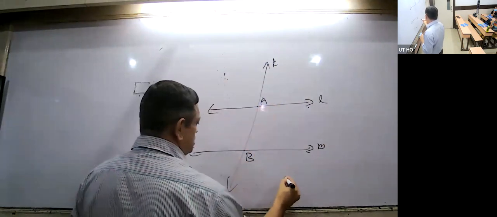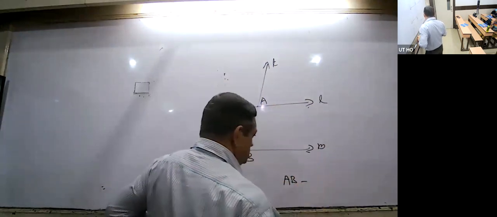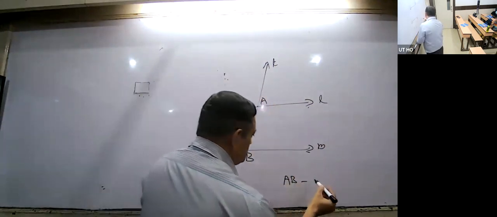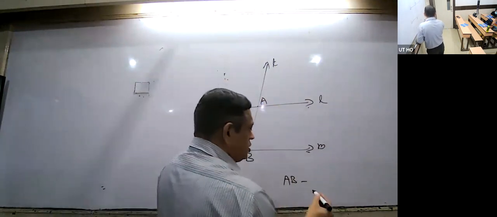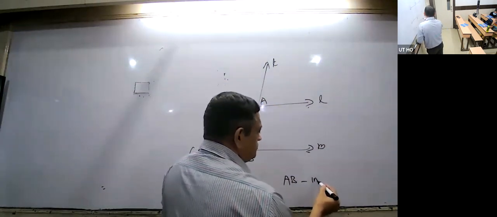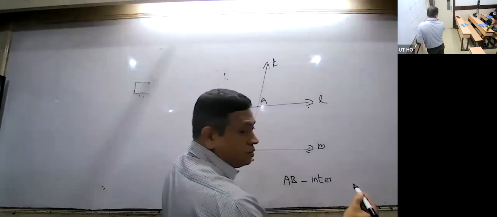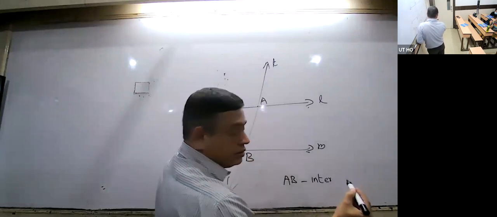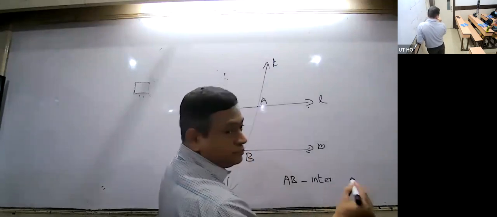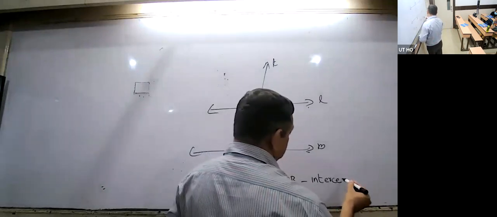Do you know what this segment AB is called? There is a name for this segment AB. Line segment AB. Anyone? Part of the transversal. Intersecant. Intersecting line. Intercept.